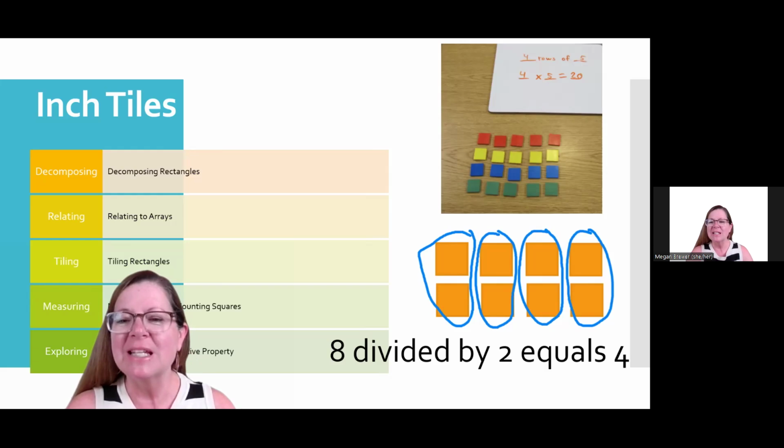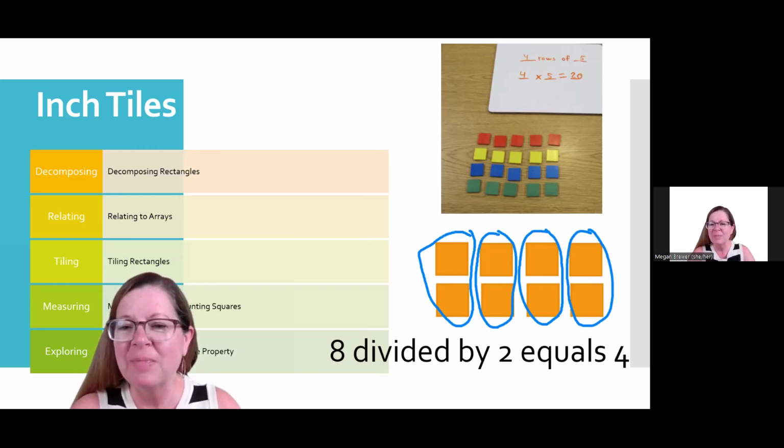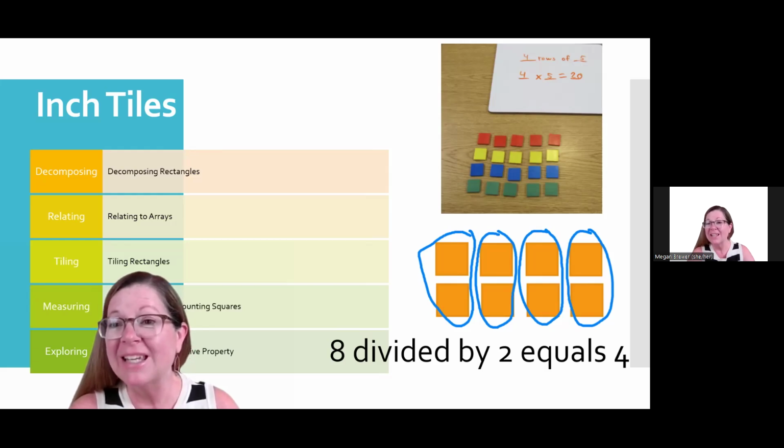Here are just some of the ways inch tiles can be used to support your students' mathematical thinking. Students can use inch tiles to cover rectangles, understanding that the area can be found by multiplying the side lengths. Length times width equals area. They can also decompose rectangles into smaller rectangles and add the areas of the smaller rectangles to find the total area. That's the distributive property.